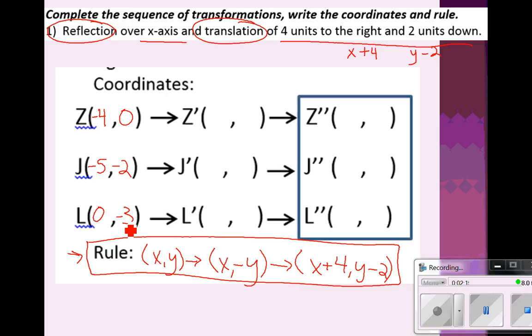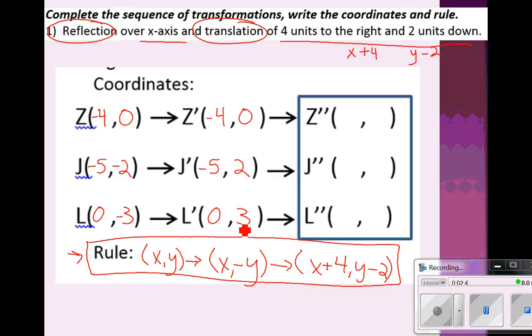So if I am going to keep the x the same, I'm going to bring all of the x's over all together. So -4 stays the same, -5 stays the same, and 0 stays the same. And my y is going to become the opposite. 0 will stay 0. -2 becomes +2. -3 becomes +3.